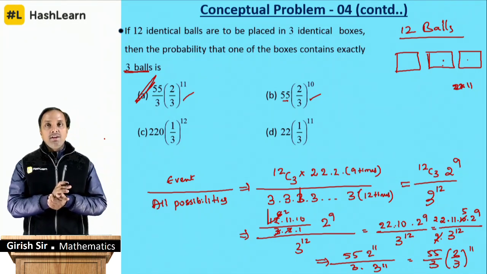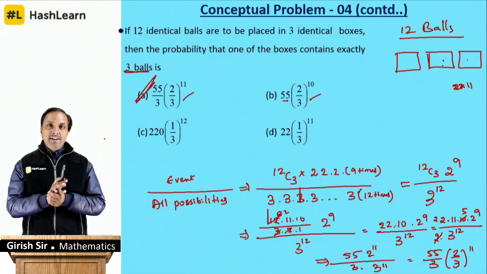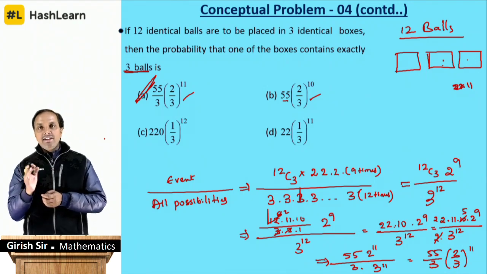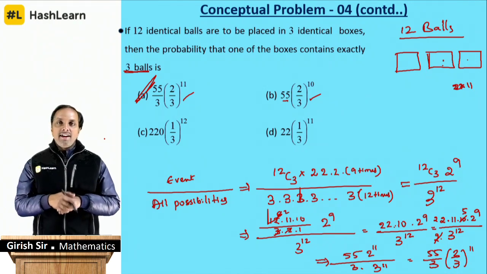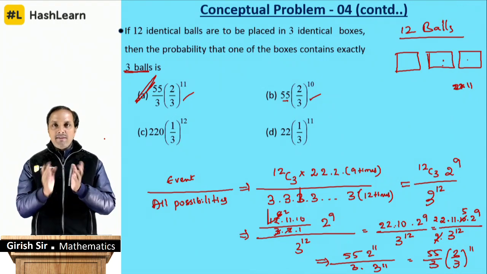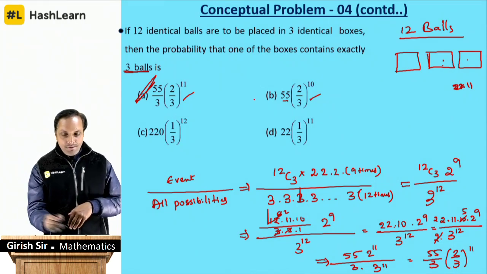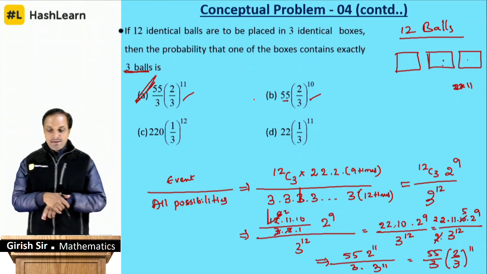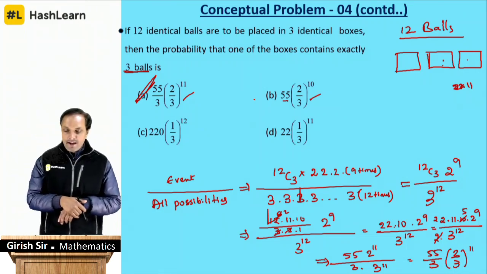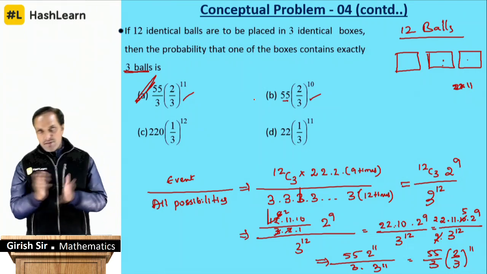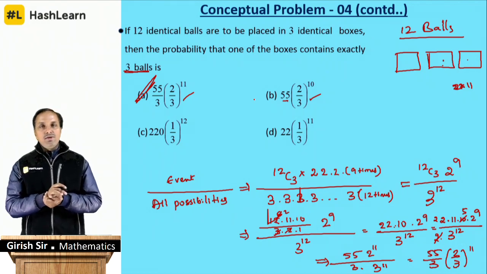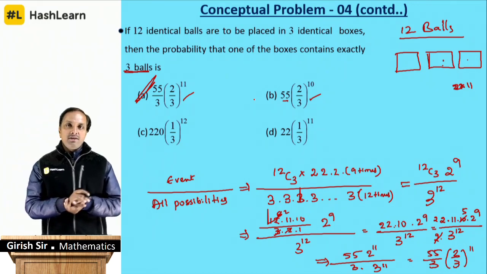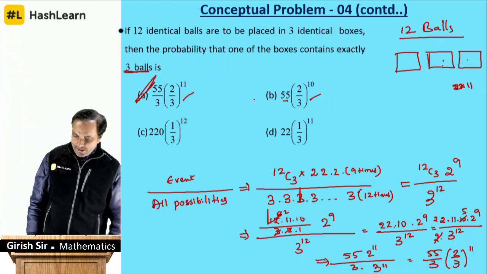So why did I take 22 as 11 into 2? Very simple. When I take 11, I can split 10 and write it as 5 into 2. So 11 into 5, 55 will come. 55 is visible in the option. That is why we need to simplify by splitting the numbers. 22 को split करो 2 into 11, 10 को split करो 2 into 5, and you will be able to get the answer.